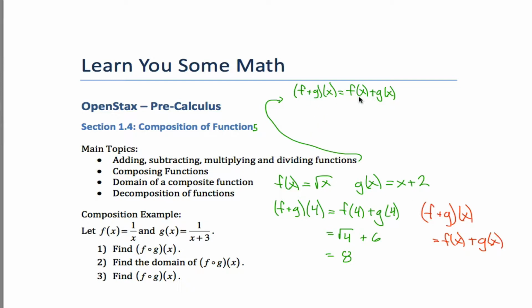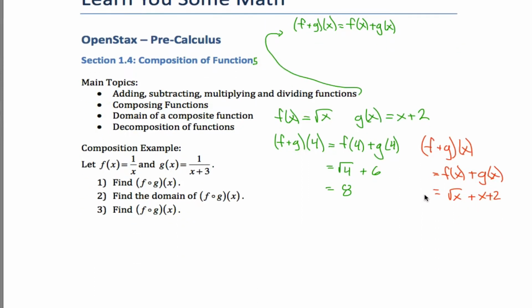because I know that this means this. So it's just f of x plus g of x. And since f of x is the square root of x and g of x is x plus 2, I could come up with this rule. I could say that f plus g of x is a machine, and its rule is the square root of x plus 2.